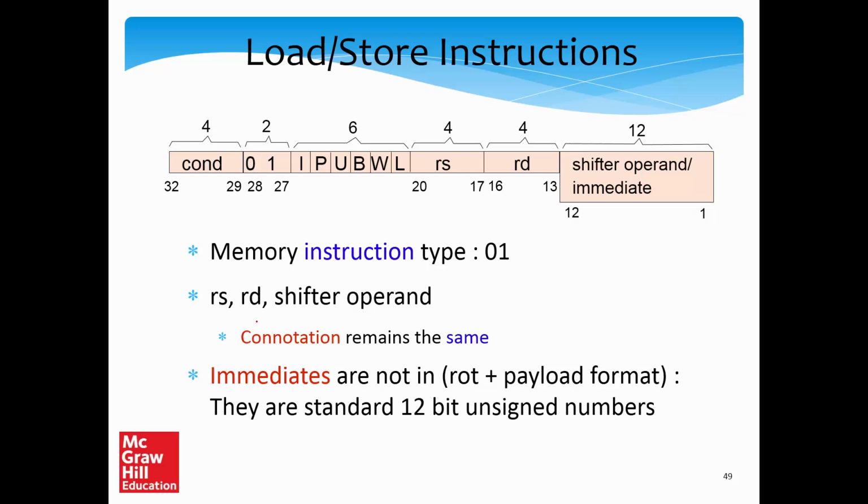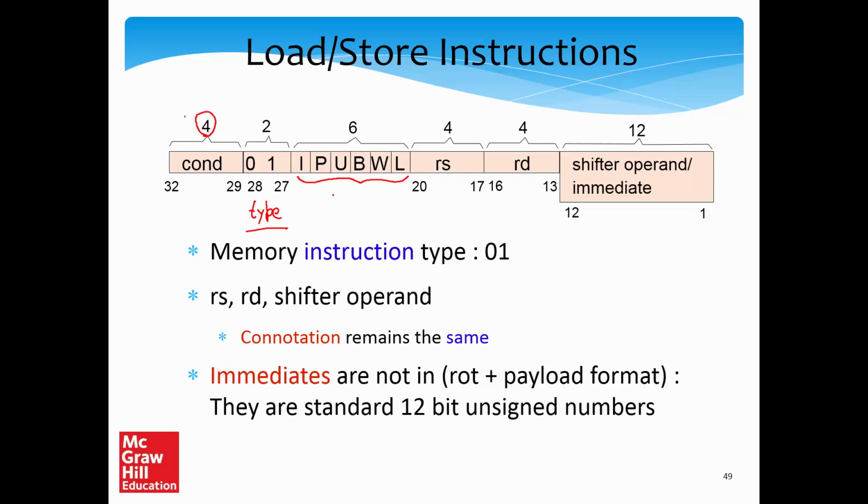So let's now discuss load store instructions. Load store instructions also follow the same generic format. The first 4 bits represent the condition, the particular 16 conditions that we have seen. In this case, the type of the instruction is actually 01. Subsequently, we have 6 bits I, PU, BWL, which I'll discuss subsequently.